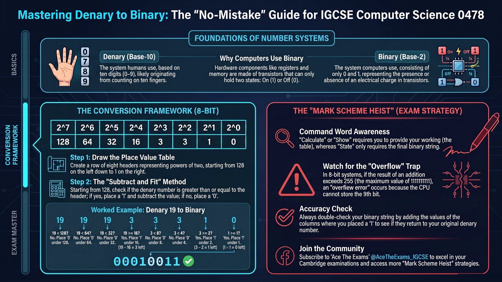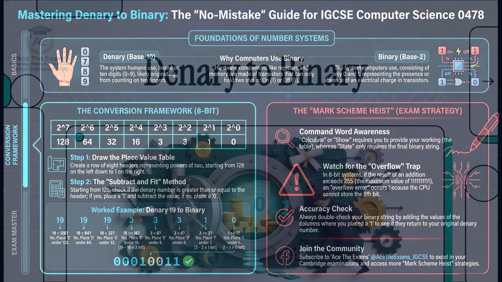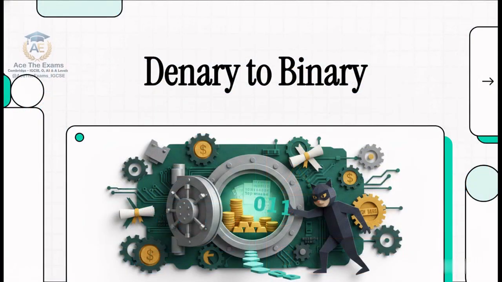Forget studying harder. Today, we're pulling off a heist. It's a completely legal mark scheme heist to literally steal top marks straight from the Cambridge Examiner's vault for IGCSE Computer Science 0478. We are going to master Denary to binary conversion without a single solitary mistake.